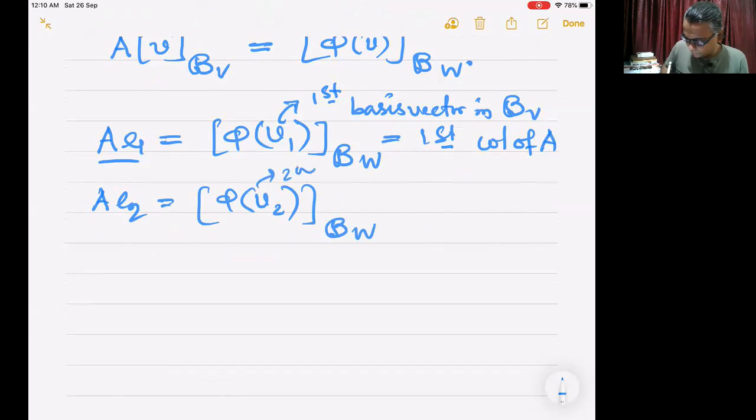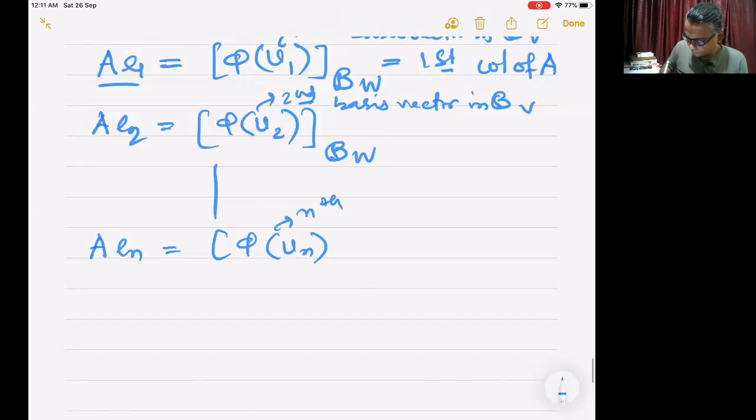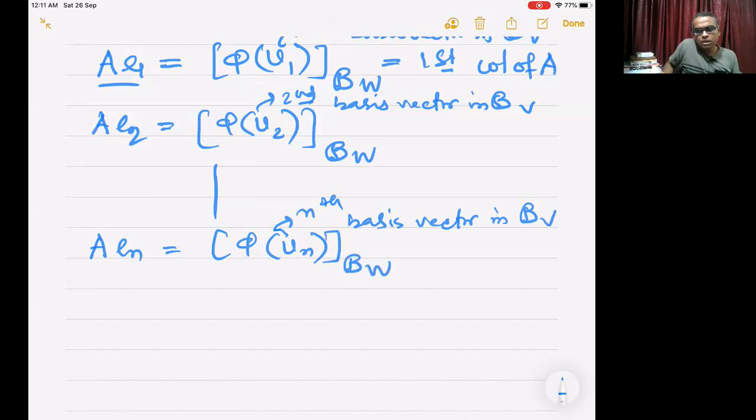This is the second basis vector in BV. And so on till you get A e_n, which happens to be phi of V_n, the nth basis vector in BV, its representation in BW. That's how you get the columns of A, right? So this is the formula for A.